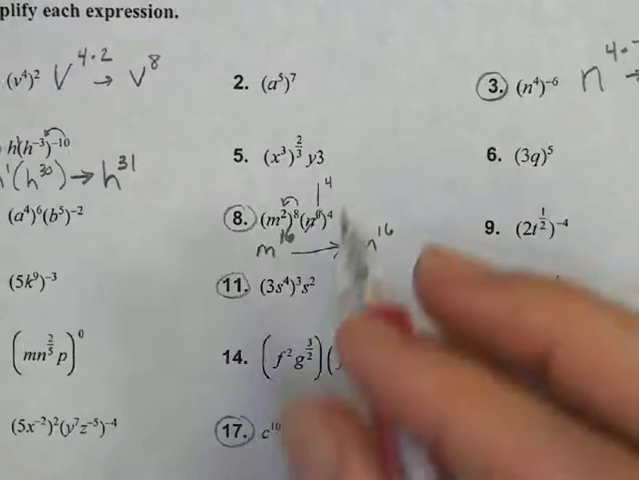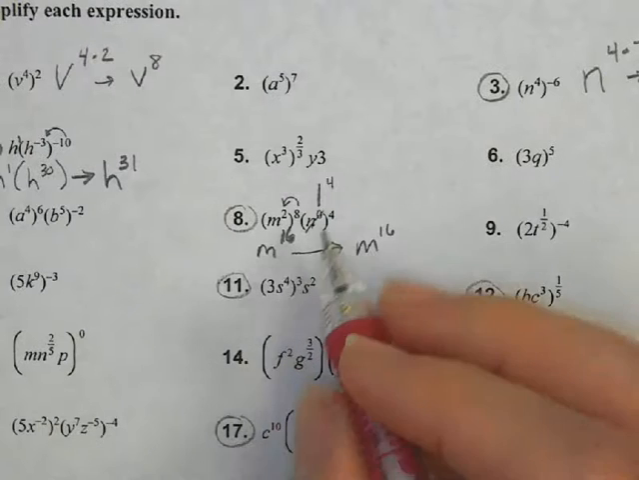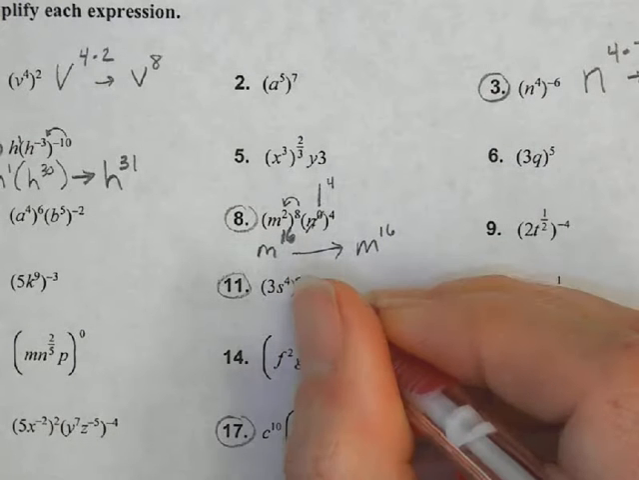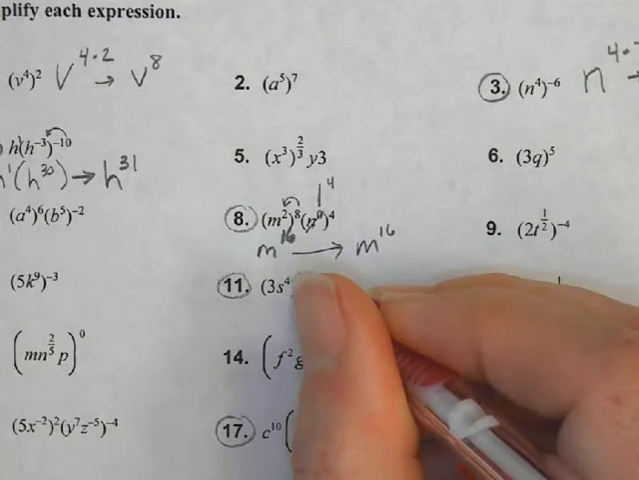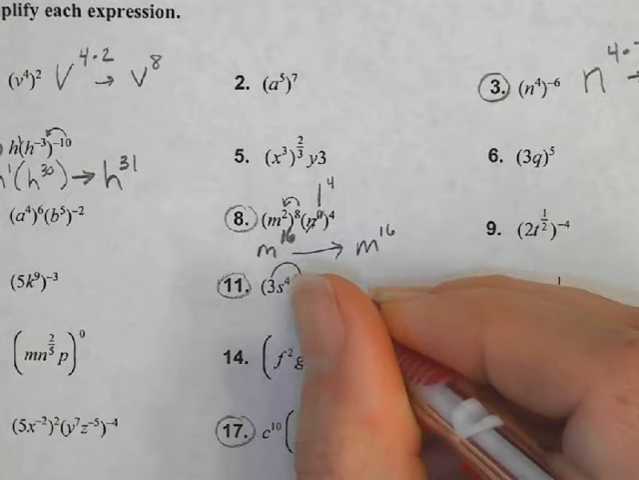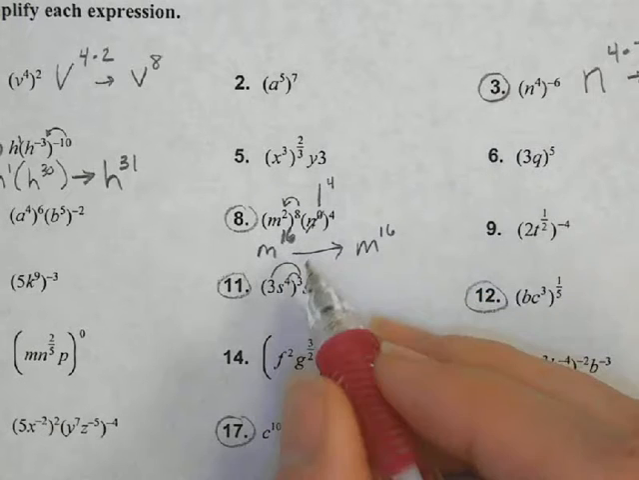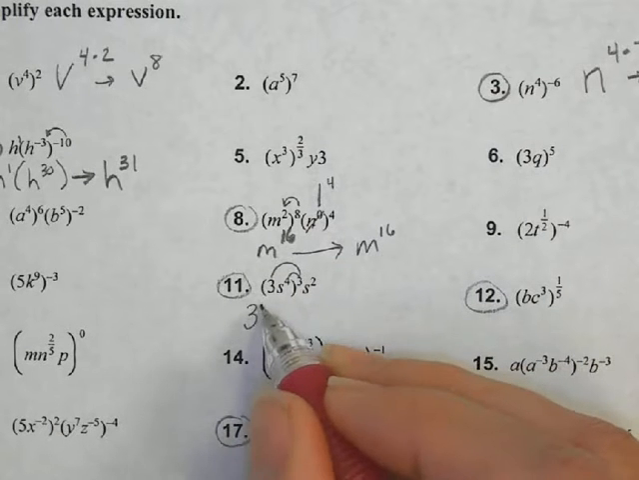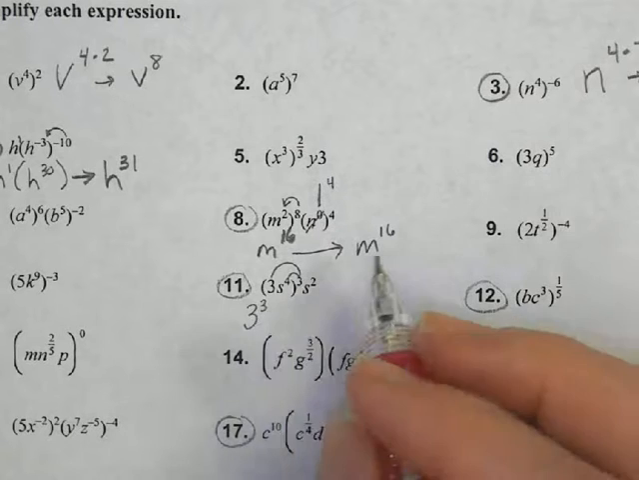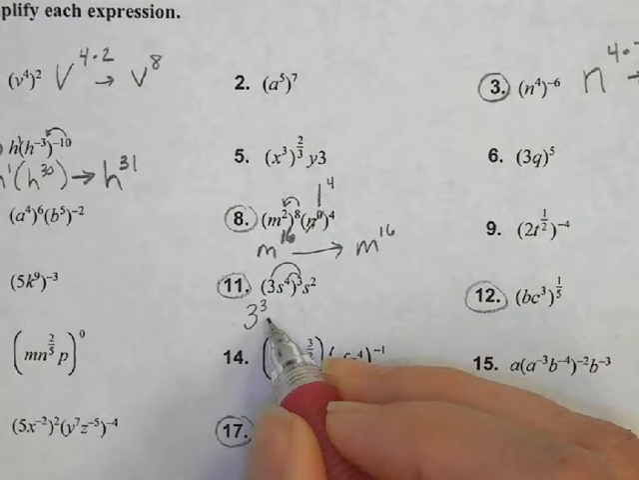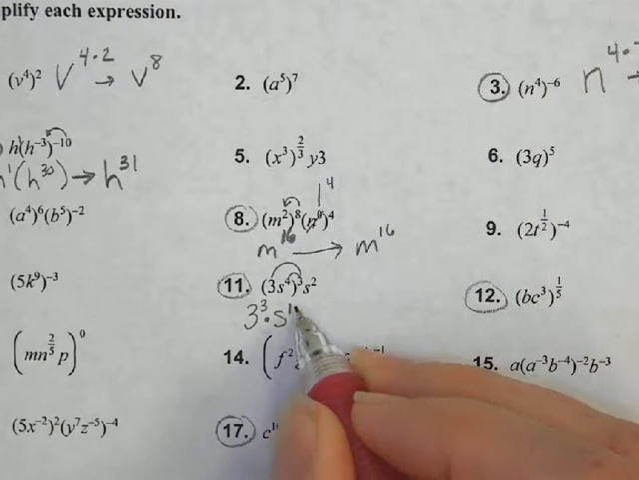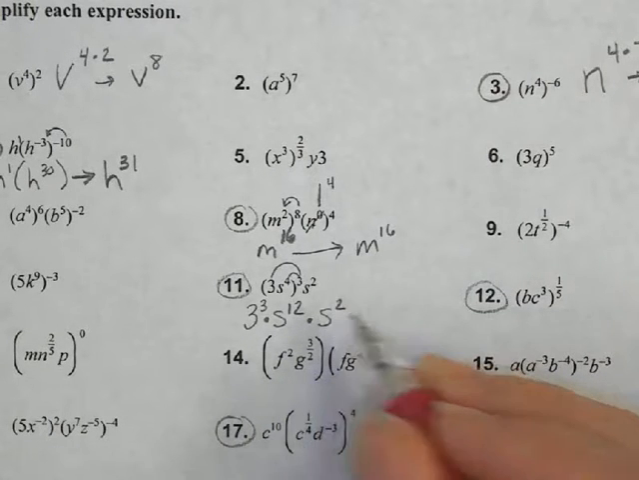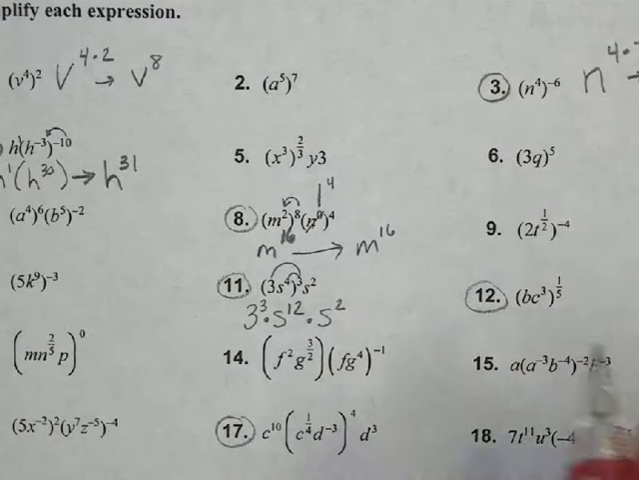Number 11. We have lots going on here. Now we've added a number in front of the variable. So what that means is I have to take the exponent, sorry, and distribute it to the 3 and to the s to the 4th right there. So let's do this one at a time. 3 to the 3rd power, I'd write like this. So I have 3 to the 3rd power. 4 times 3 is 12, so that becomes s to the 12th power. And I still have my s to the 2nd power hanging out there on its own.